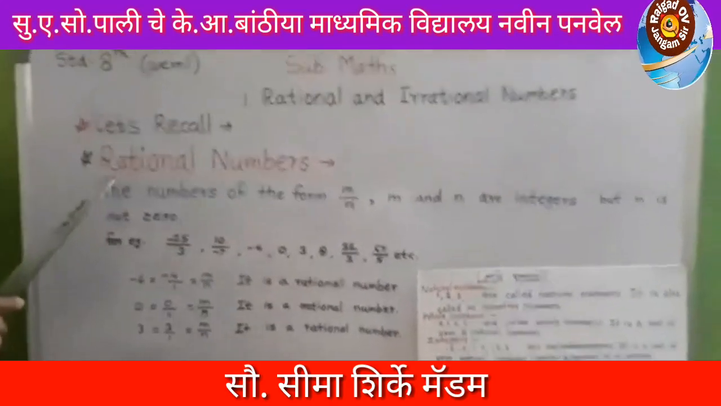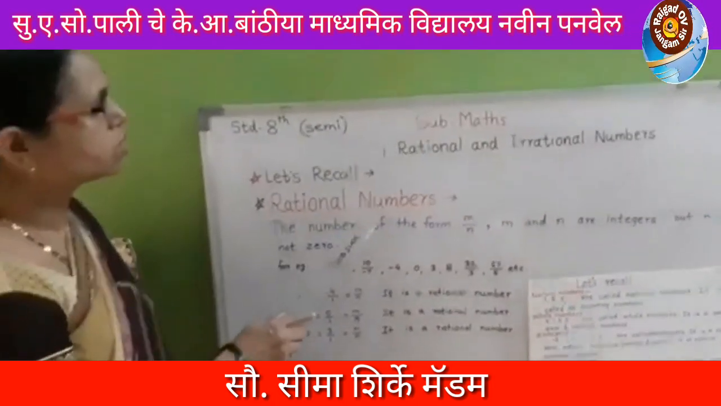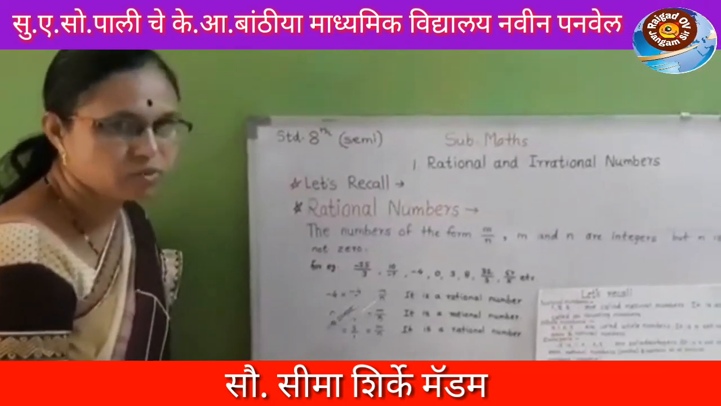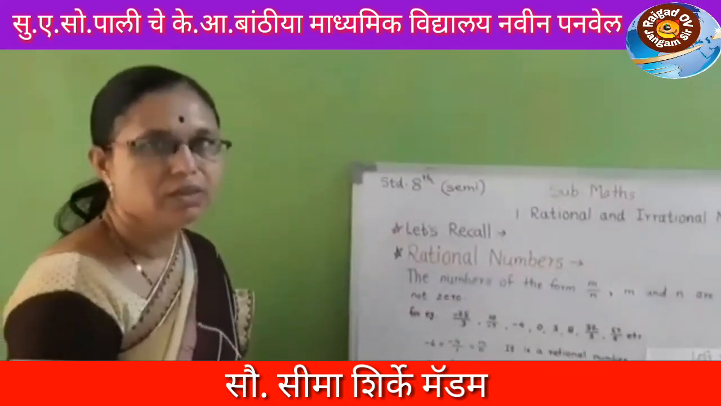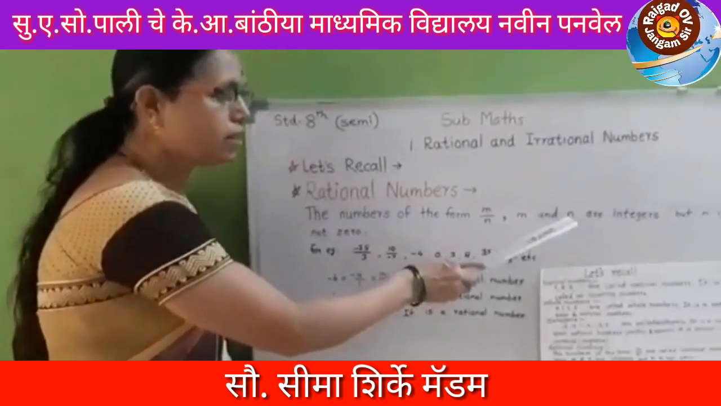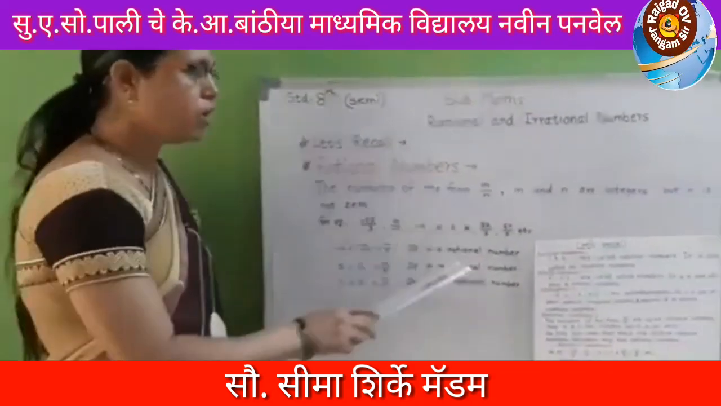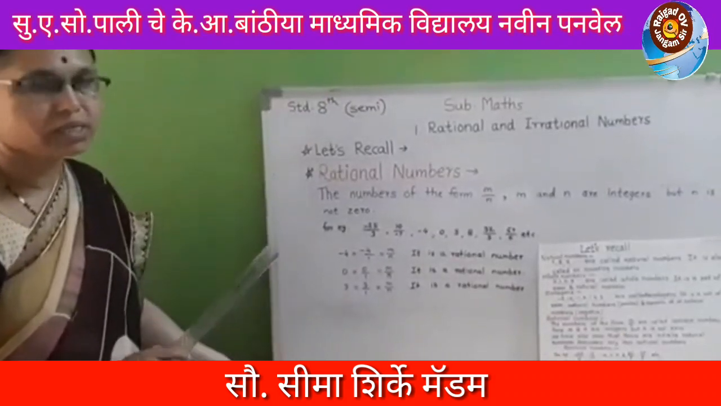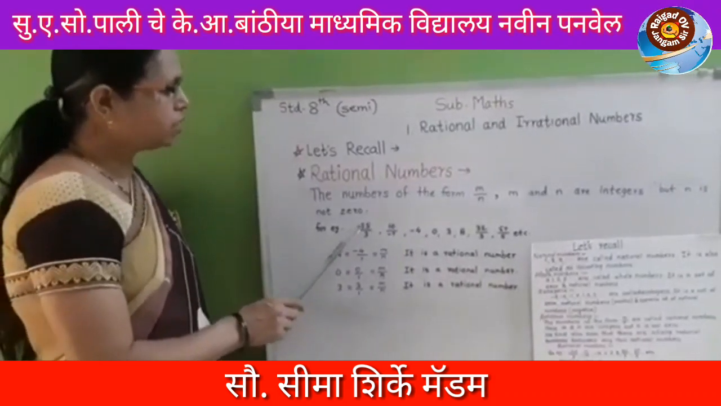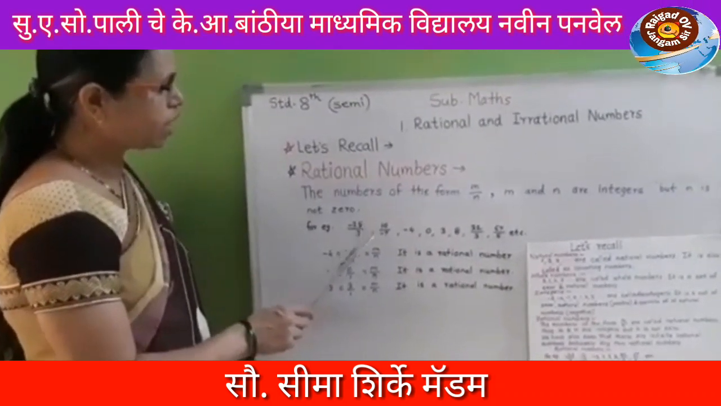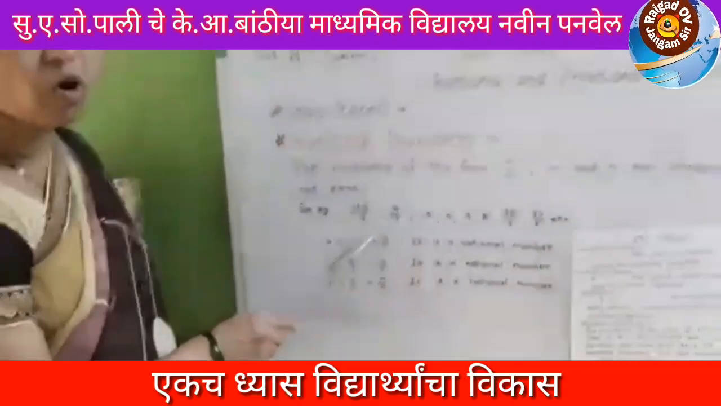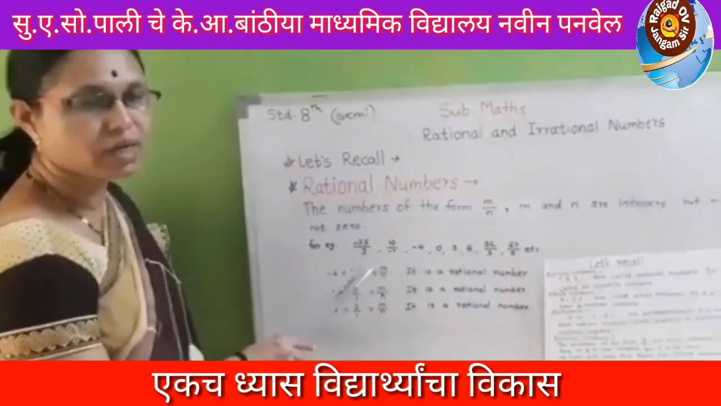Now let's learn rational numbers in details. The numbers of the form m by n. Here m and n are integers but n is not 0. For example, -25 by 3. This number is in the form of m by n.